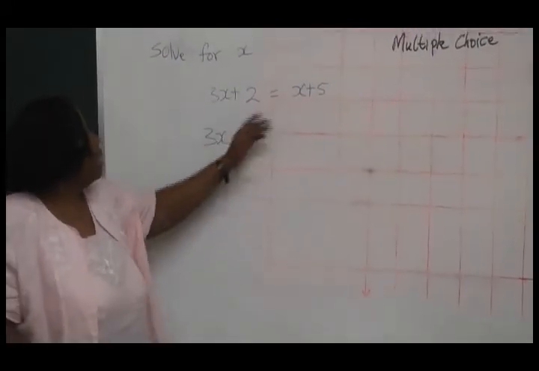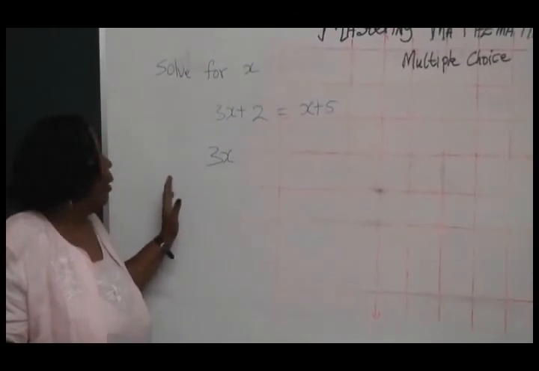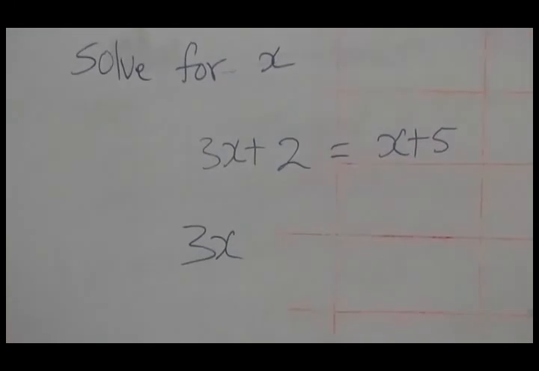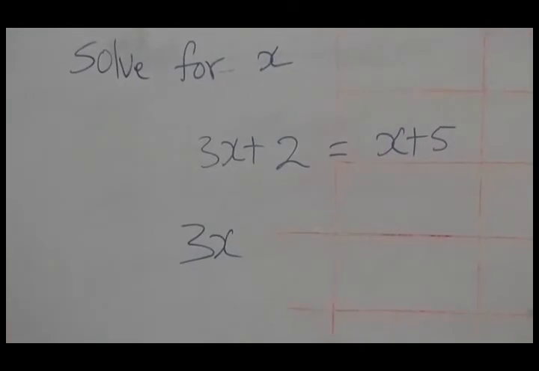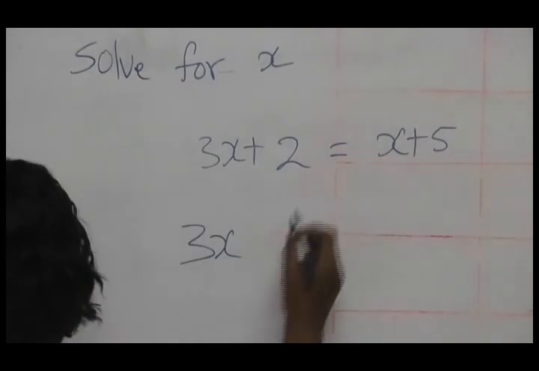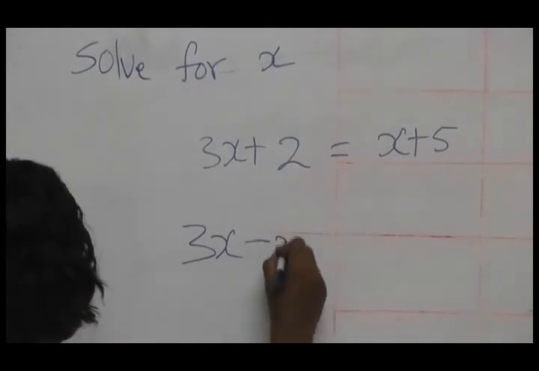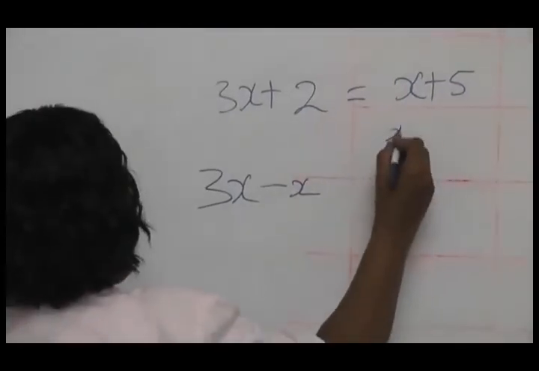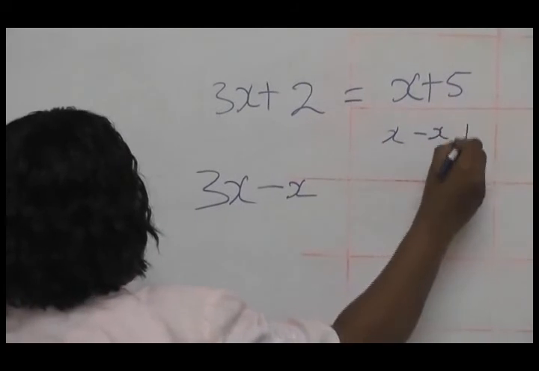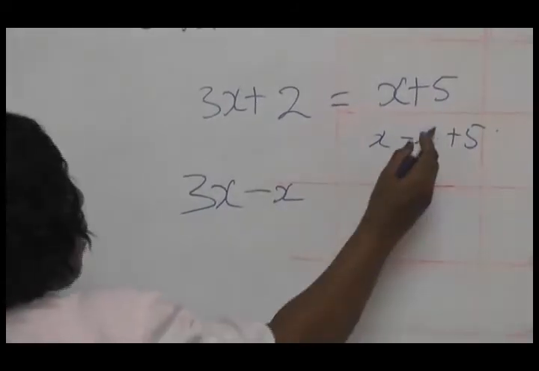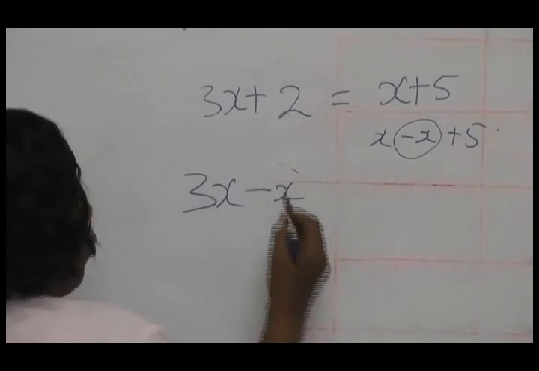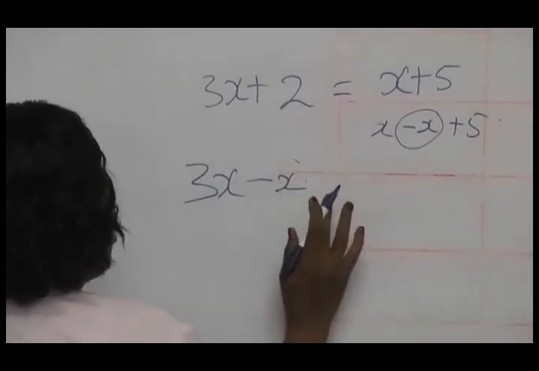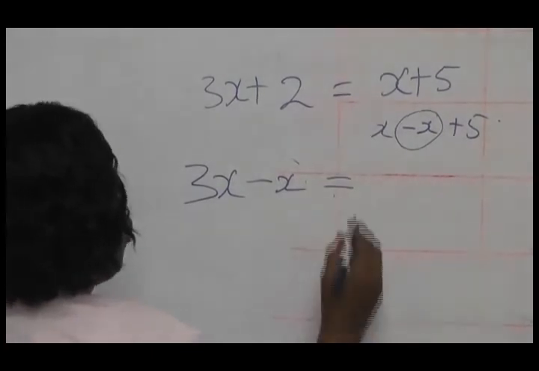So let's say we want all the X's on this side here. This X has to now cross this equal sign, and what happens to it? The sign will change. So it's a plus over here, and it comes over as a negative X. If you ask why, we want to make it zero over here, so it would be X minus X, plus the 5 here. So if we put a minus X here, we have to put a minus X over here too. Still plus the 2.